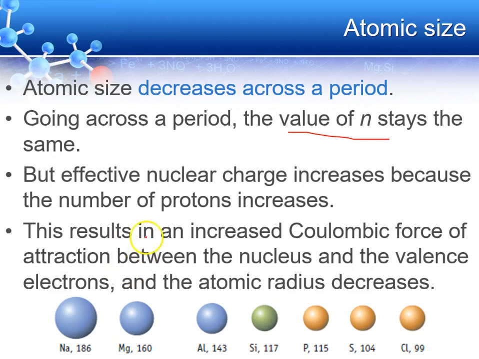But the other thing that happens is the number of protons increases. As you go across the period, the number of protons in the nucleus gets larger. So if you have a greater and greater number of protons, and the electrons are in orbitals with the same n, you have a greater Coulombic force of attraction between the nucleus and the valence electrons. That pulls the electrons in closer to the nucleus, and the atomic radius decreases.